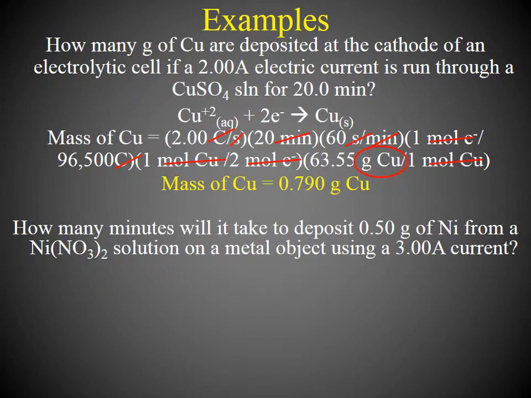How many minutes will it take to deposit 0.50 grams of nickel from a nickel nitrate solution on a metal object using a 3.00 amp current? Now, for this problem, you're going to have to rework the series of dimensional analysis calculations to get to the answer. See what you can come up with, and come back when you have a solution.